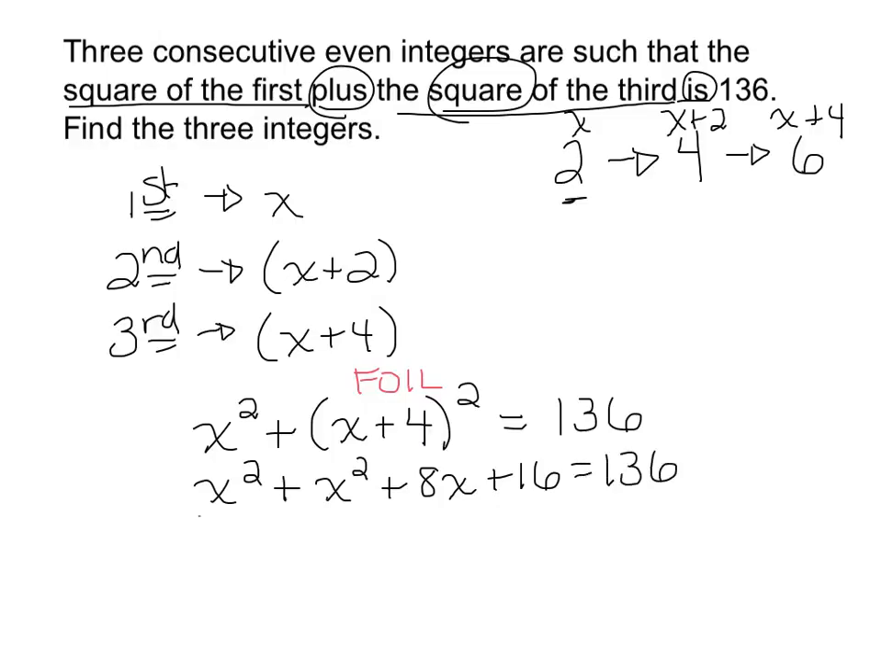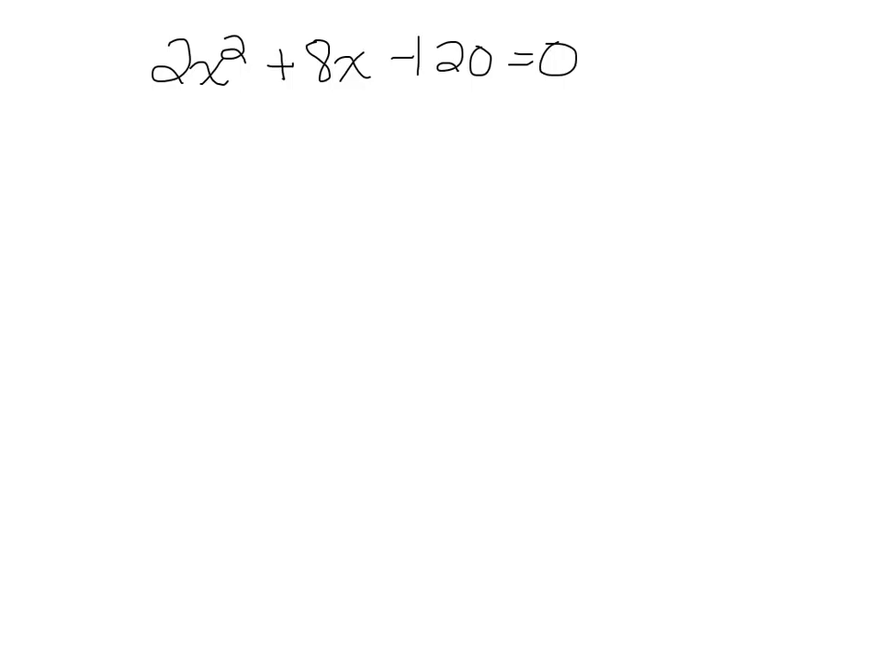So in one step I'll combine my like terms and I'll also subtract 136 from both sides. And we'll write on the next page what we find. After we combine our like terms and move 136 over, we find 2x squared plus 8x minus 120. Before you do any factoring, notice that we have a common factor. 2 will divide all of these terms. So let's factor out a 2. That would leave me with x squared plus 4x minus 60 equals 0.